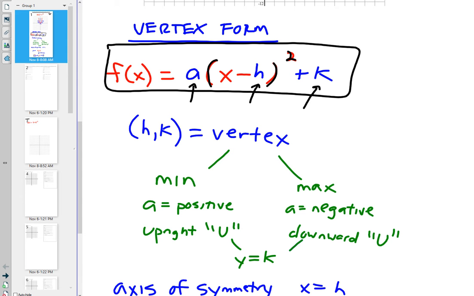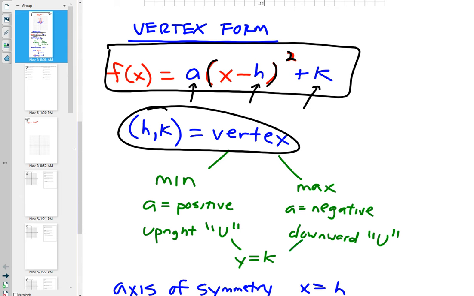Good news, A does the exact same thing. The only difference is now instead of just being in front of the x, it's also in front of a parentheses. But if it's positive, parabola goes up, negative, parabola goes down, just like it was last week. But what we're replacing is the B and the C with the H and the K, which is probably a good thing, because what did we learn last week that H and K stands for? Very good. H and K are going to be the coordinates of the vertex.